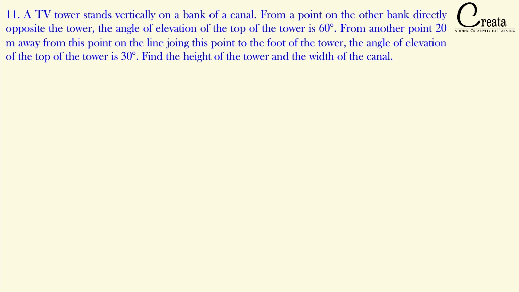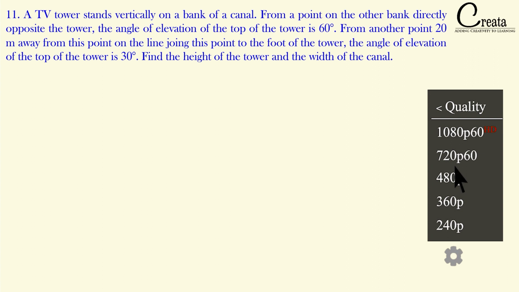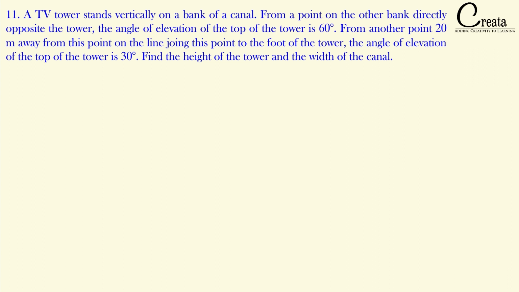Let's take question number 11. A TV tower stands vertically on a bank of a canal. From a point on the other bank directly opposite the tower, the angle of elevation of the top of the tower is 60 degrees. From another point 20 meters away from this point, on the line joining the point to the foot of the tower, the angle of elevation of the top of the tower is 30 degrees. Find the height of the tower and the width of the canal. So this is the question.